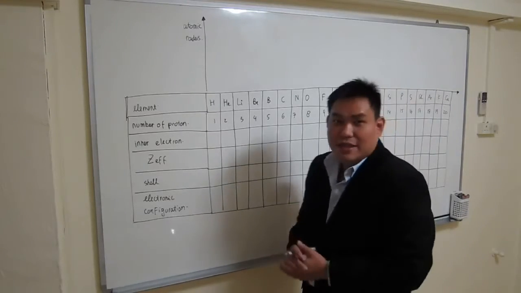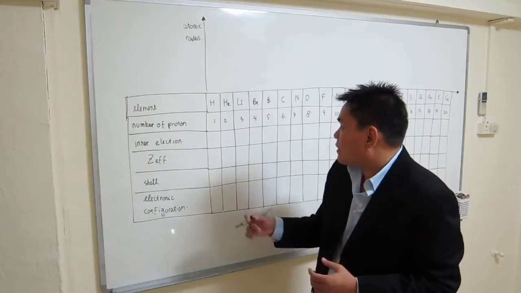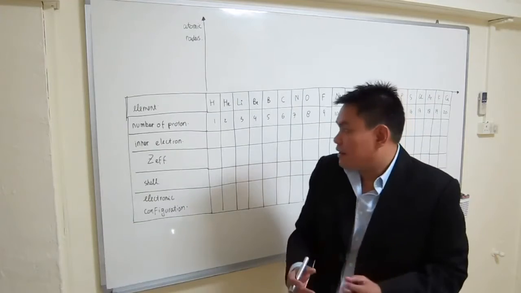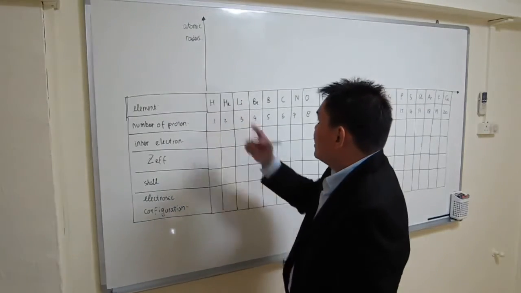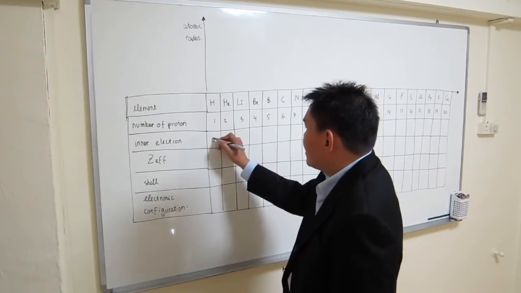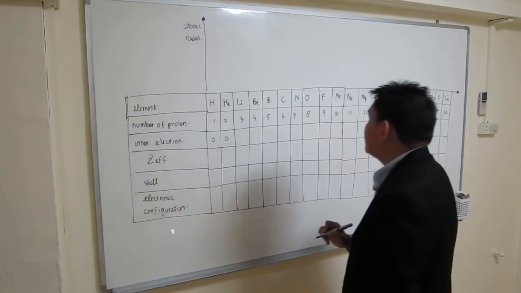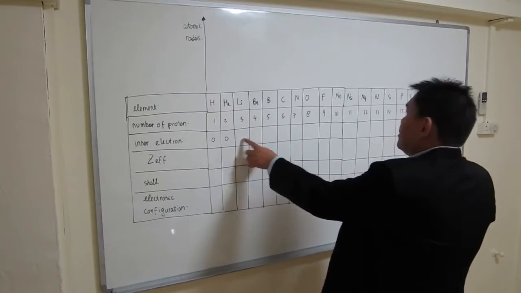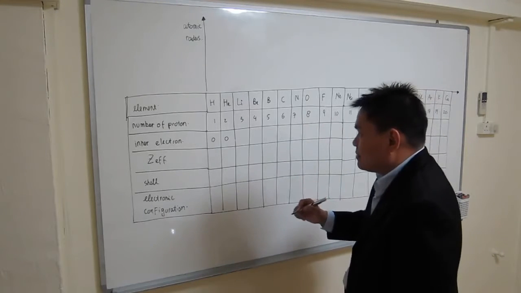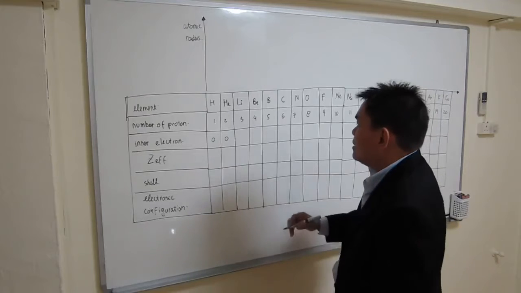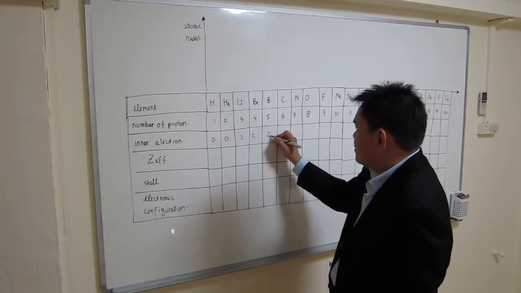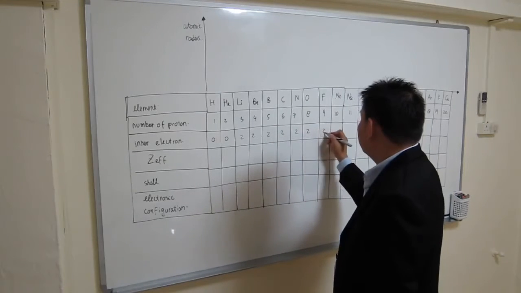The inner electron is the number of electrons that you have besides the valence electron. So hydrogen and helium are on the first shell, so you have only one shell, so there is no inner electron. So 0 here. From lithium all the way until neon, all of them are in the second period, so you have 2 shells. So the inner electron will be the first shell, which is 2 electrons for all of them.